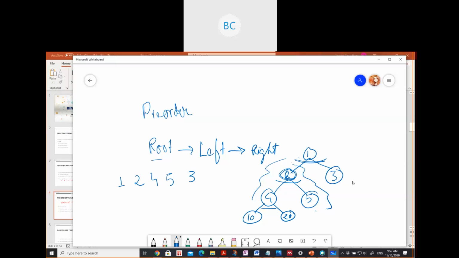First, we will go to 1. Then we will move to left. Here I am reading 2. Now left again. So here again this is 4. So this 4 will come. For this one, the left and right children are 10 and 20. Then we move up again, because here we have left out 5. Then we take 5. Then we move again. Last we take 3.